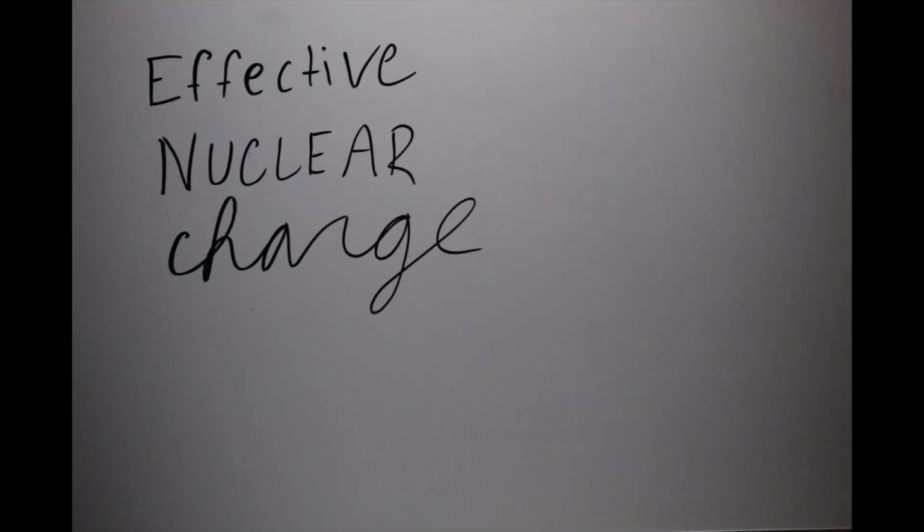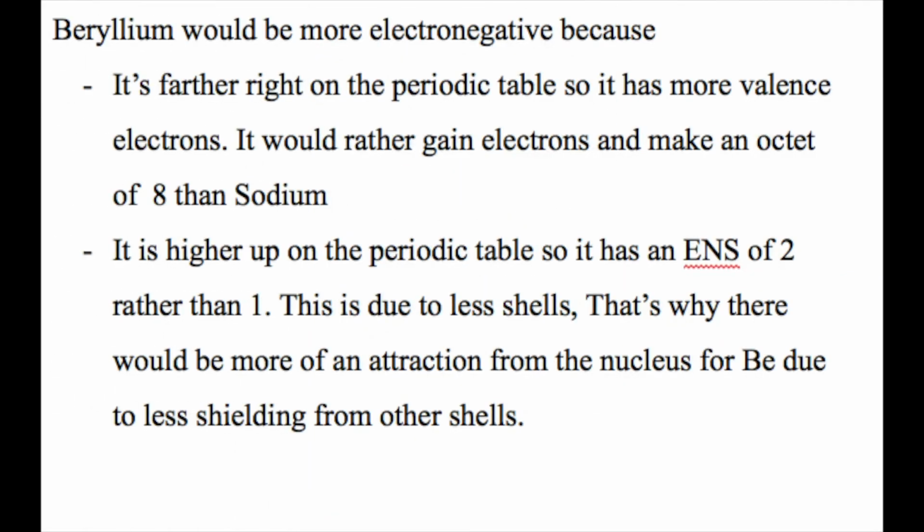Beryllium has an effective nuclear charge of 2, while Na+ has an effective nuclear charge of 1, which would mean that it would attract more electrons in the long run. Beryllium has more valence electrons, so it would rather gain electrons and make an octet of 8, and it's also higher on the periodic table due to the fact that it has less shells. That's why there would be more of an attraction from the nucleus for beryllium due to less shielding from their shells.